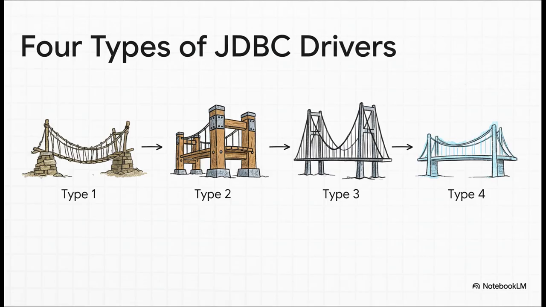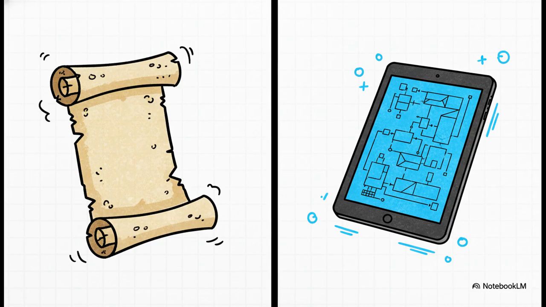You can almost think of them as different generations of bridge technology. There's the old Type 1, the JDBC ODBC bridge, then Type 2, which use native APIs, and then came the much more modern all-Java drivers, Type 3 and Type 4. But look, while it's cool to know about all four, for pretty much anything you're going to build today, the choice really just boils down to one key difference, the old way versus the modern way.